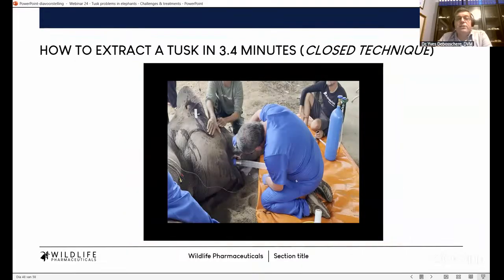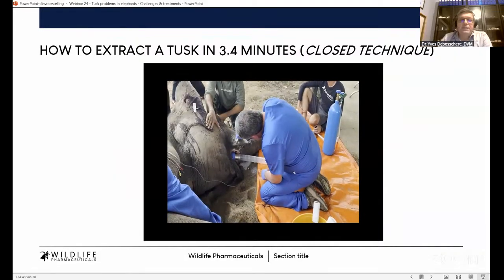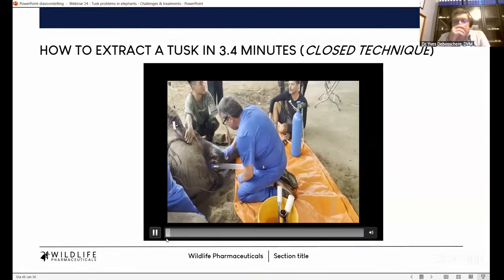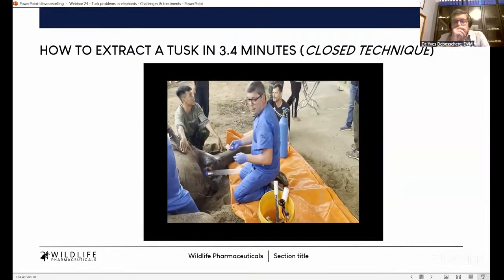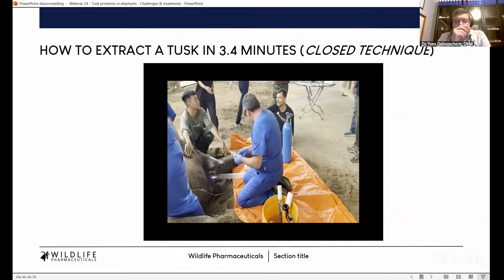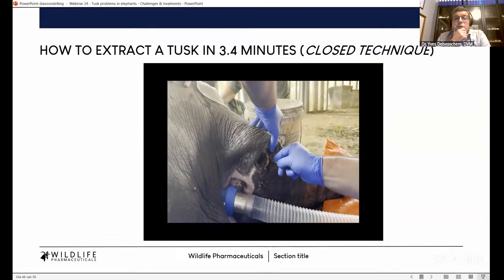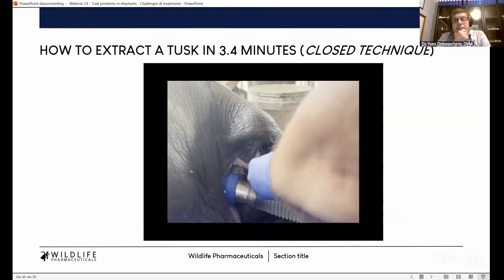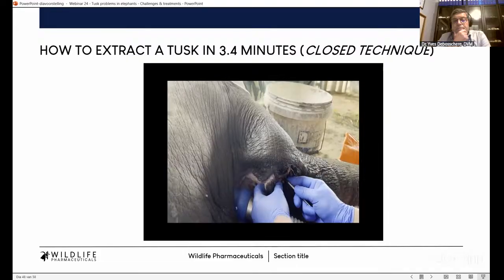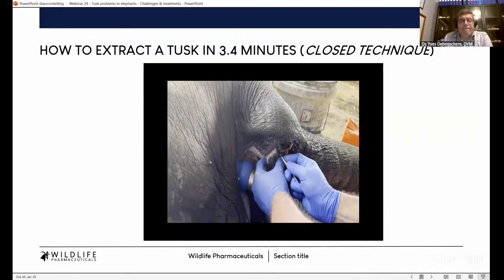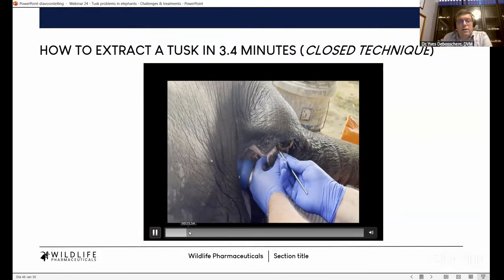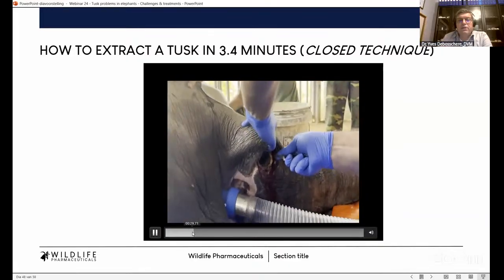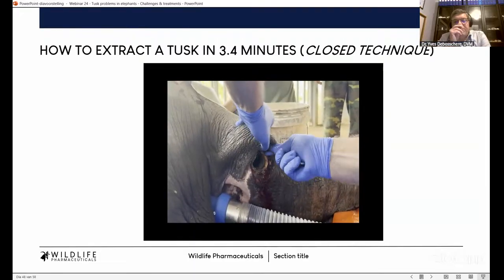So how to extract the tusk in 3.4 minutes? I will try to go a little bit quicker than that. But you see, we start to clean everything. And then we have someone who asks for a way. Then we cut around with a sharp scalpel blade. Otherwise, it's impossible to go in. And I will cut a little bit quicker. Then we go in with the periosteal elevator.